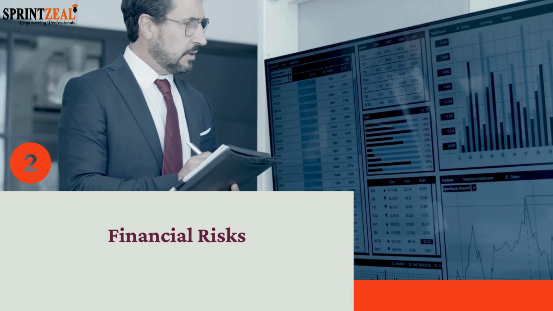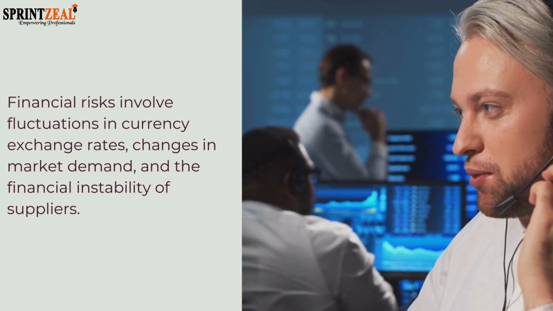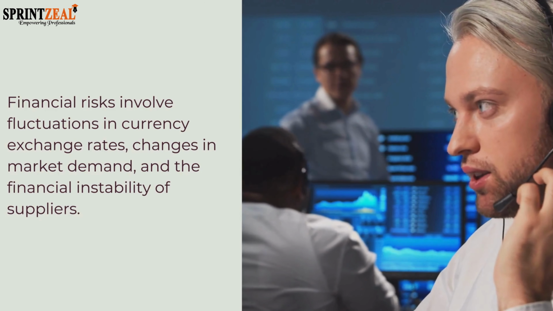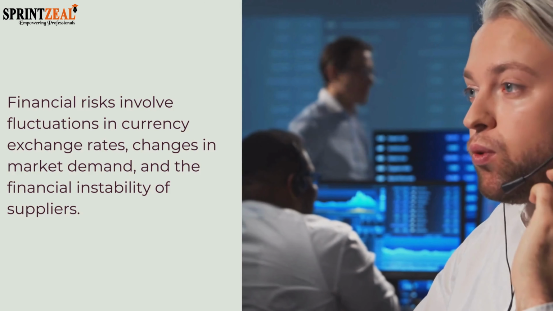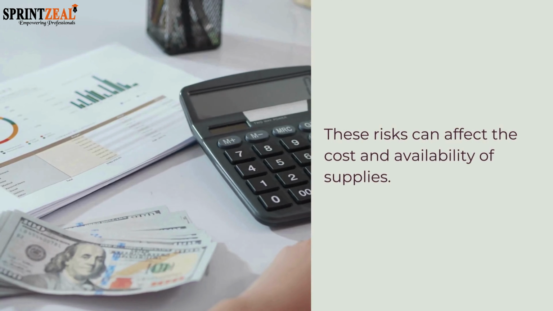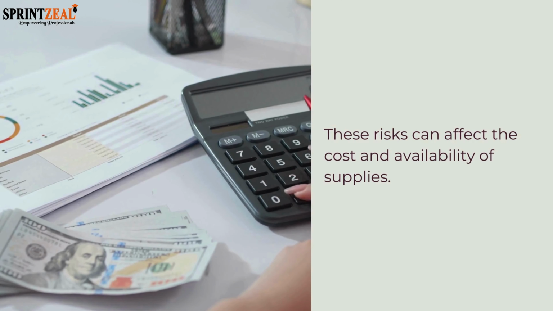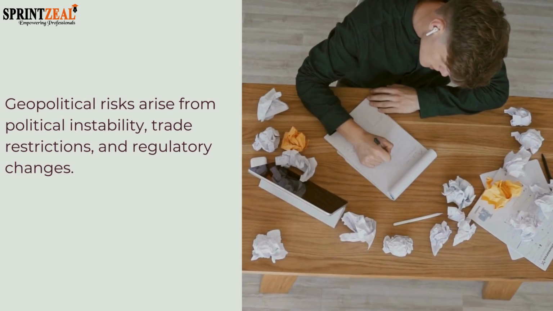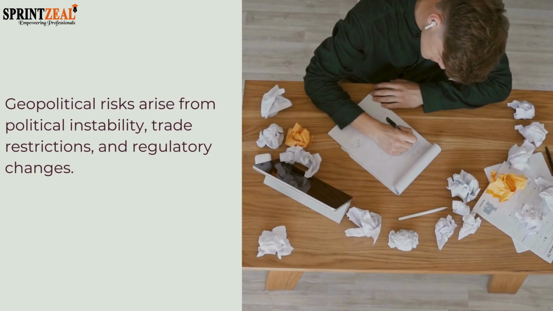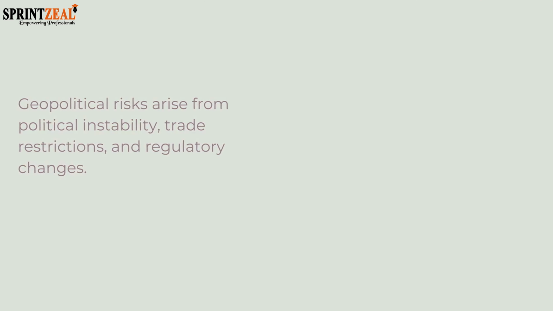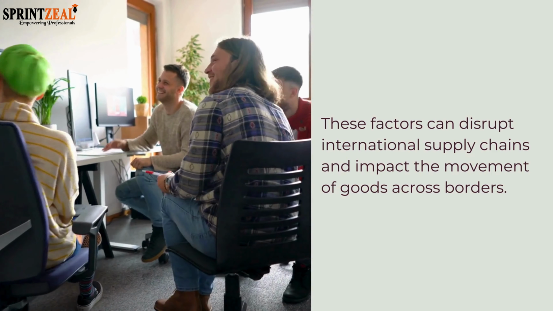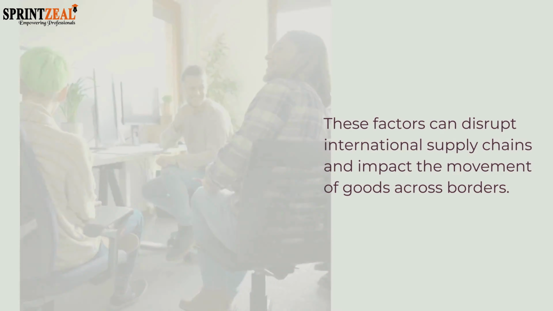2. Financial risks. Financial risks involve fluctuations in currency exchange rates, changes in market demand, and the financial instability of suppliers. These risks can affect the cost and availability of supplies. 3. Geopolitical risks. Geopolitical risks arise from political instability, trade restrictions, and regulatory changes. These factors can disrupt international supply chains and impact the movement of goods across borders.